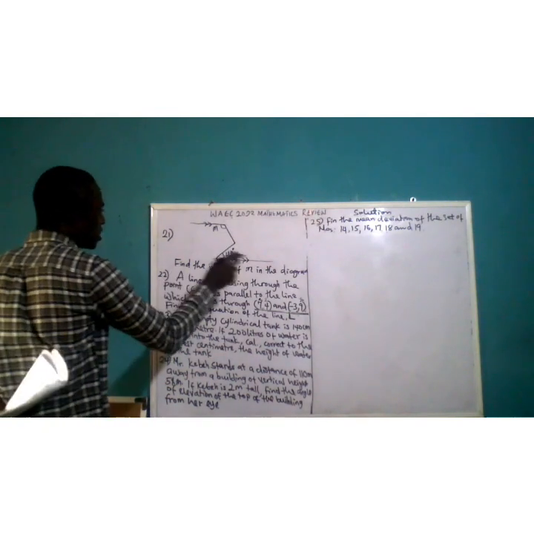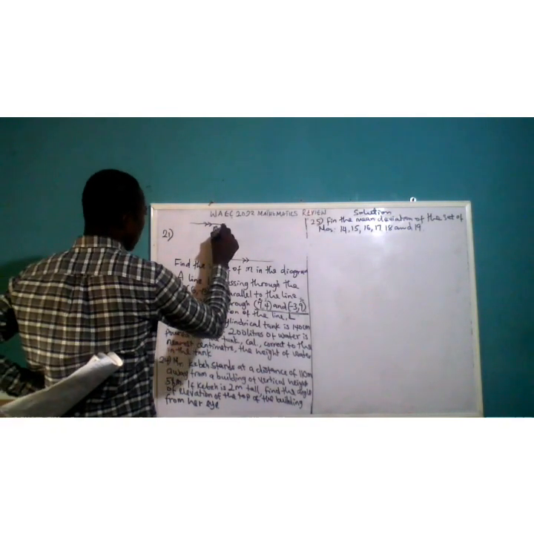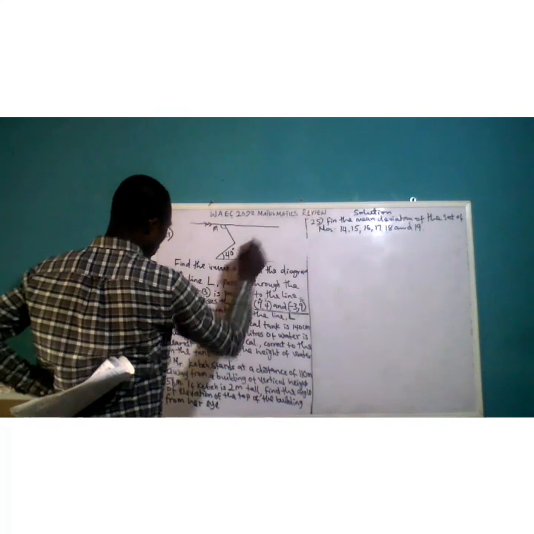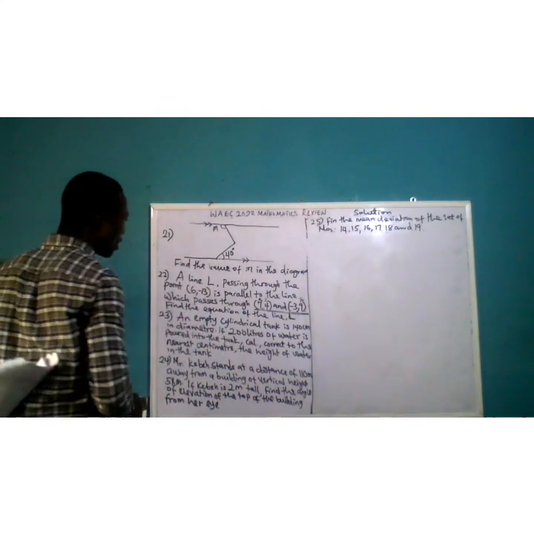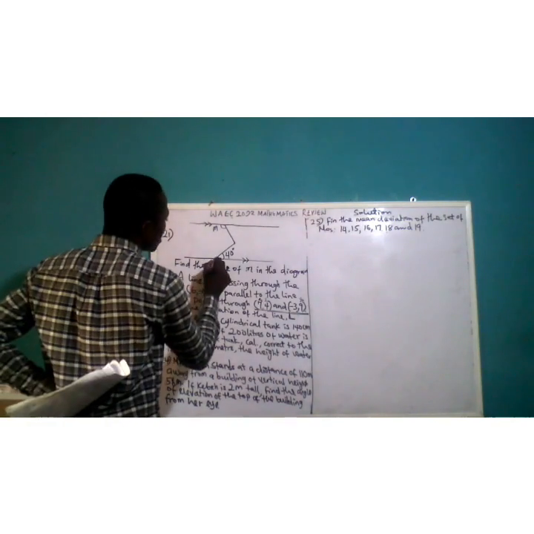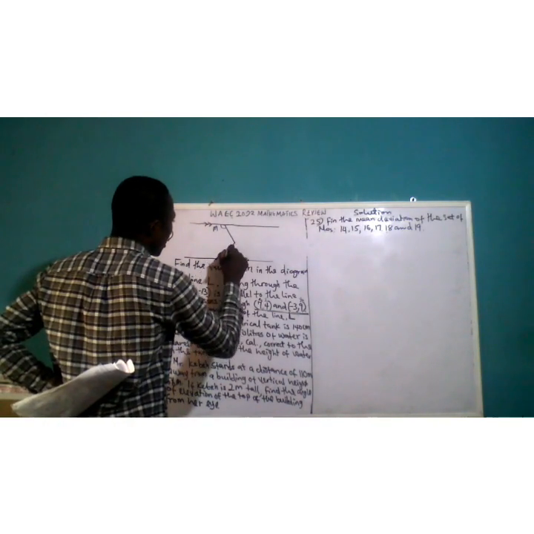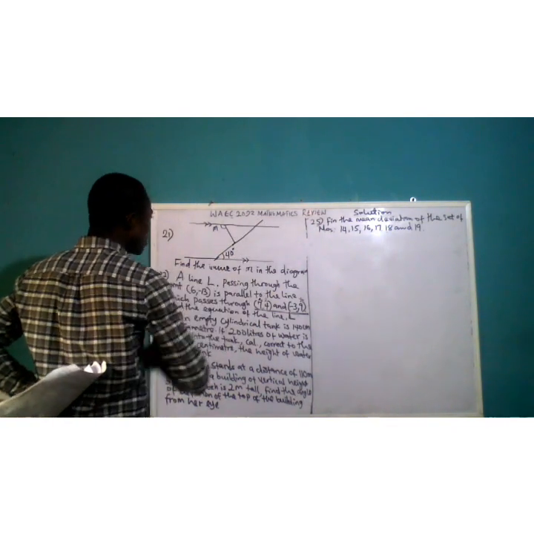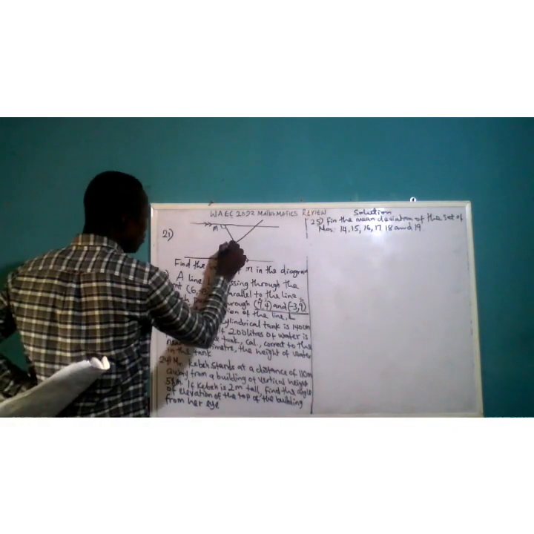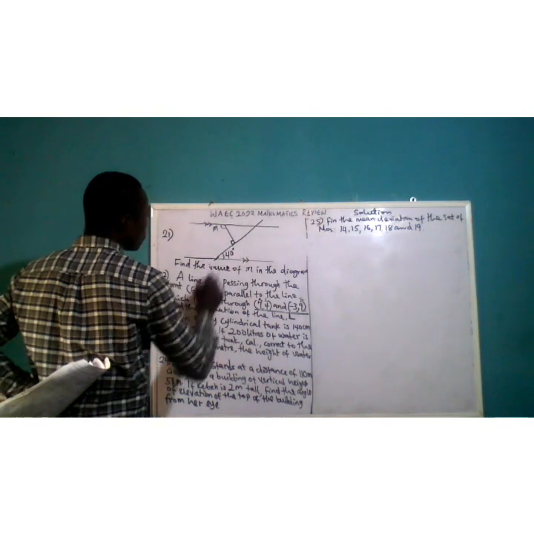And since this line is parallel to this line, you can extend this line. You can as well extend this, and you can as well extend this to be a transversal line across the two parallel lines, all right? And with that, we are given this to be a right angle, okay?